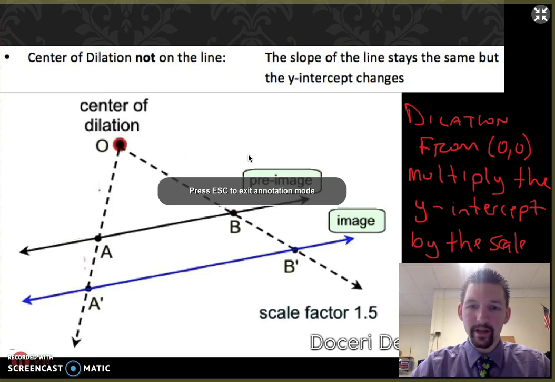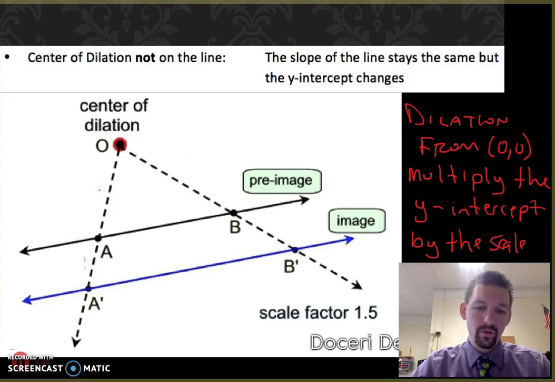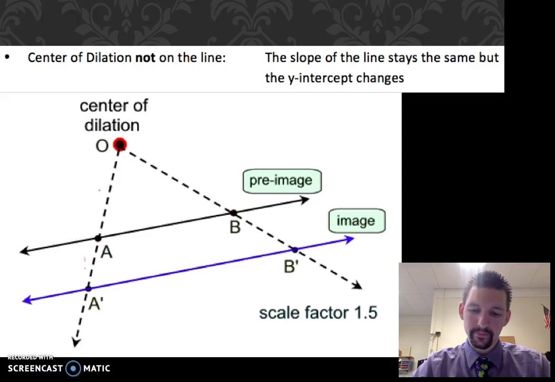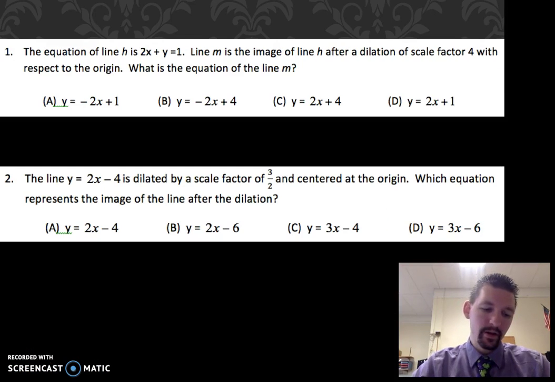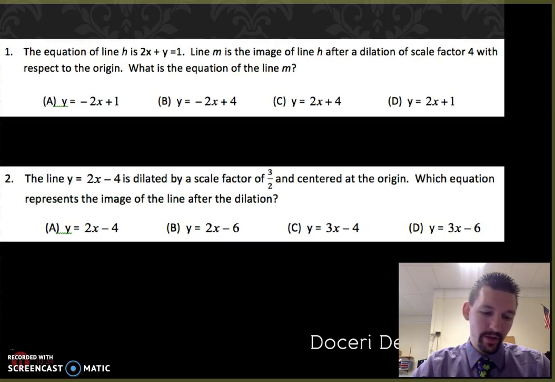So what that's going to look like in a problem will be this. The equation of a line H is this. M is the image after a dilation with a scale factor 4 with respect to the origin. And that is extremely important. So we are looking at this with respect to the origin. So the first thing we want to do is take our equation here and change it into mx plus b form, slope-intercept form. So we'll end up with y equals negative 2x plus 1.